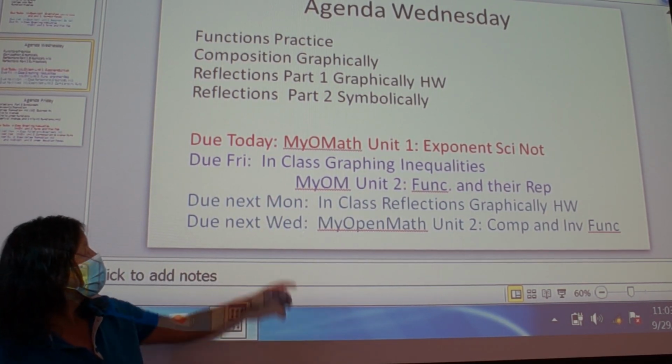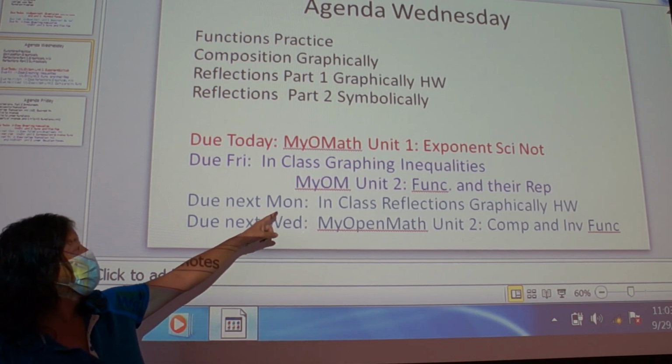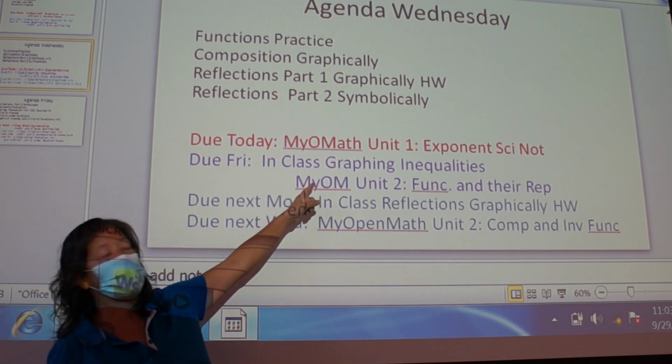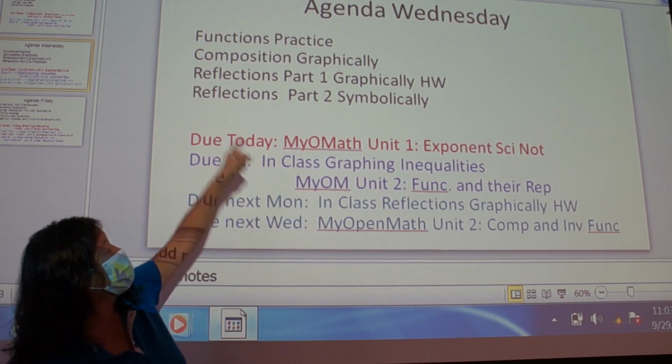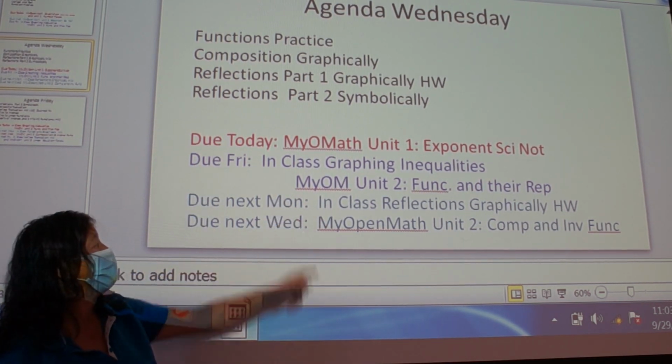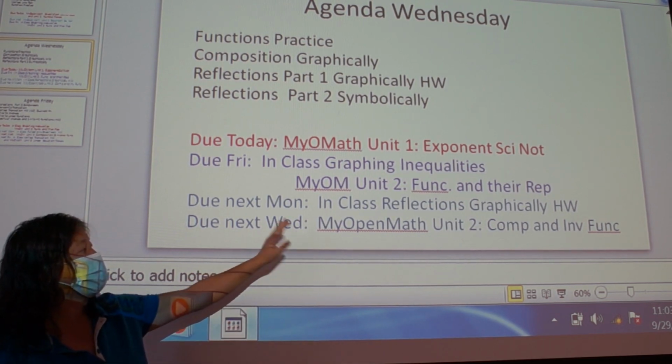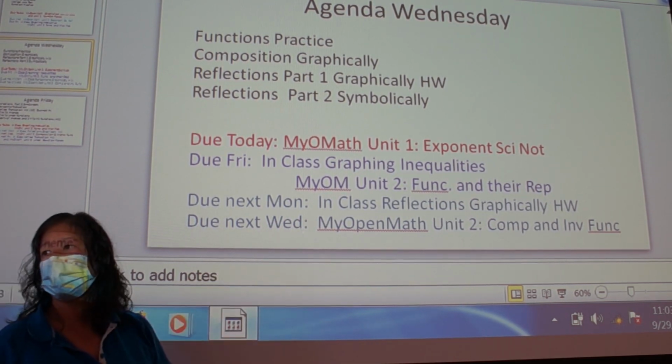Then the next one is next Monday. You do not have any My Open Math due on Monday, but you do have the in-class reflections graphically, the one that I'm handing out today, due on Monday. And then that frees you up Wednesday, so you only have one thing due on Wednesday, the My Open Math.